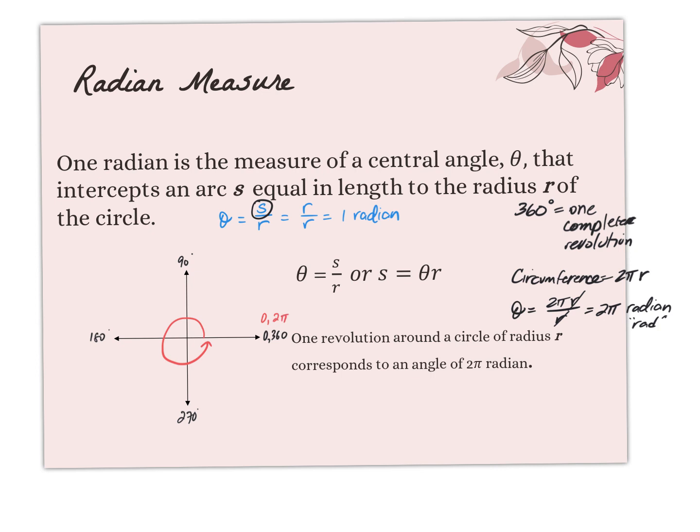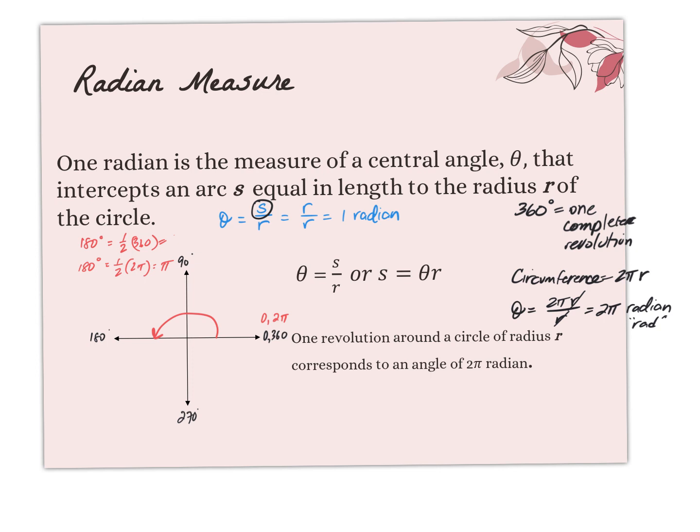Well, let's think about what the other values might be then. What might 180 degrees be? Well, I know 180 degrees is half of a full rotation, half of 360. That's how I get that. So in terms of radians, 180 degrees would be half of 2 pi. Well, half of 2 pi is pi.